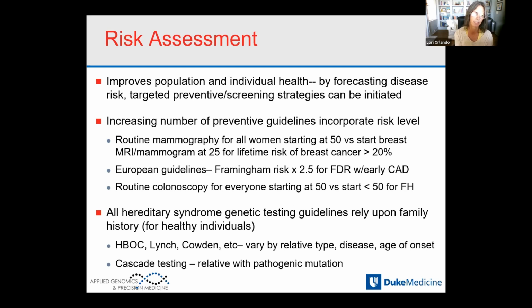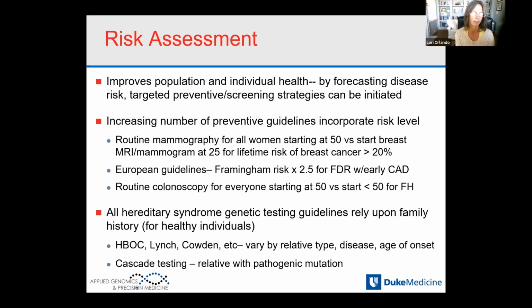So an example of this is typical population screening for women, which is mammography starting at age 50. But if you have a breast cancer risk that's greater than 20% in your lifetime, then you actually should be getting MRIs, so breast MRIs and mammograms, starting at age 25. So it's very different than starting a mammogram at age 50. But we have to know that you have a breast cancer risk of greater than 20% in your lifetime. And the only way that's going to happen is if we do a risk assessment when you're young.